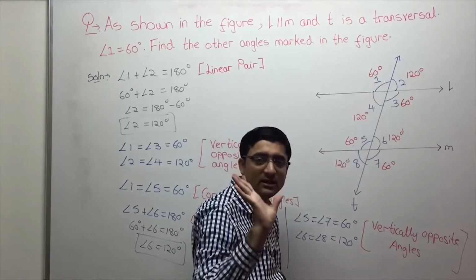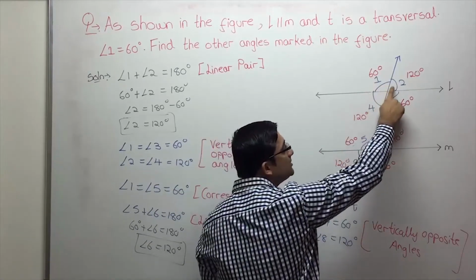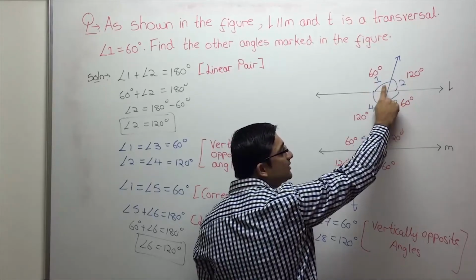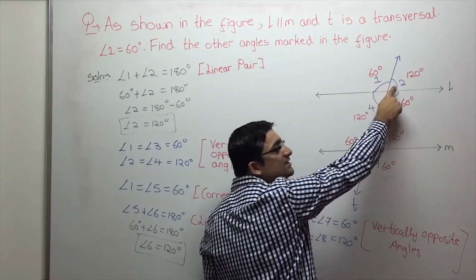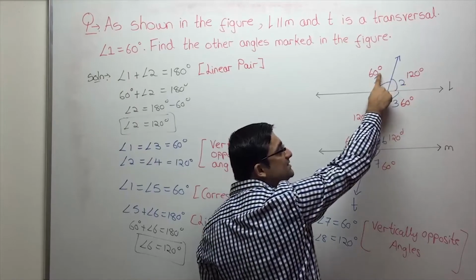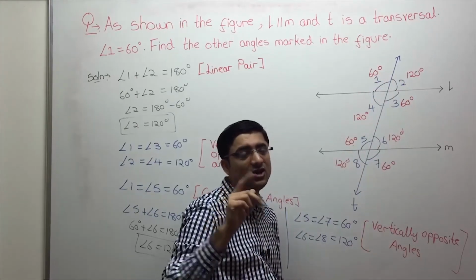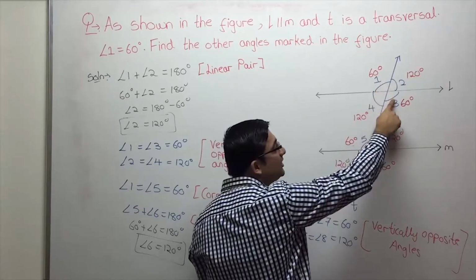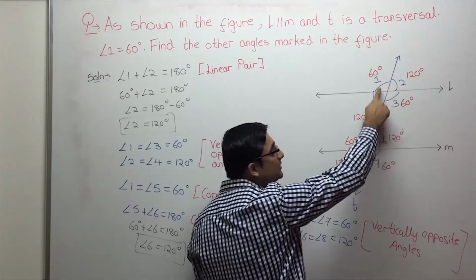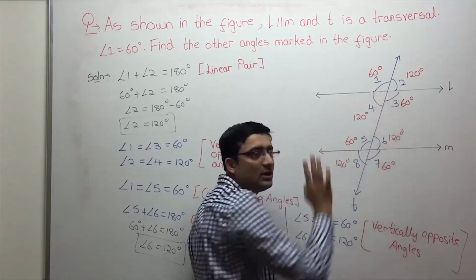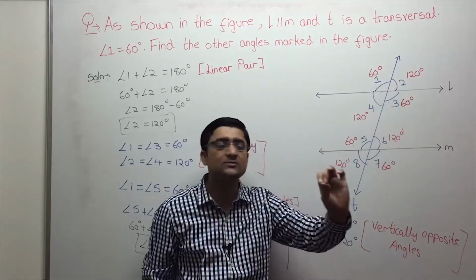First concept is linear pair. These two angles next to each other on a straight line, so they'll form a linear pair. So their sum will be 180. So if this is 60, this will be 120. So first concept, linear pair. Next, vertically opposite angles. This and this are vertically opposite. This and this are vertically opposite. 60, 60, 120, 120.